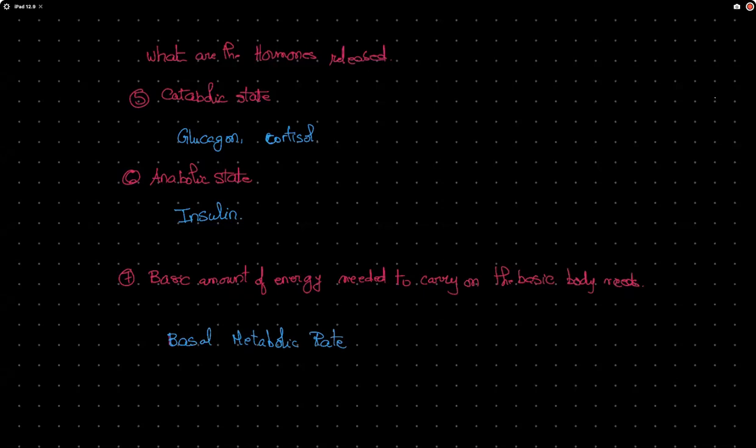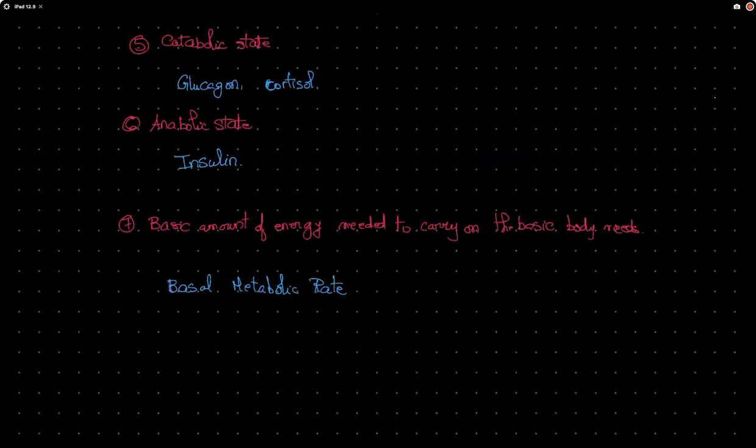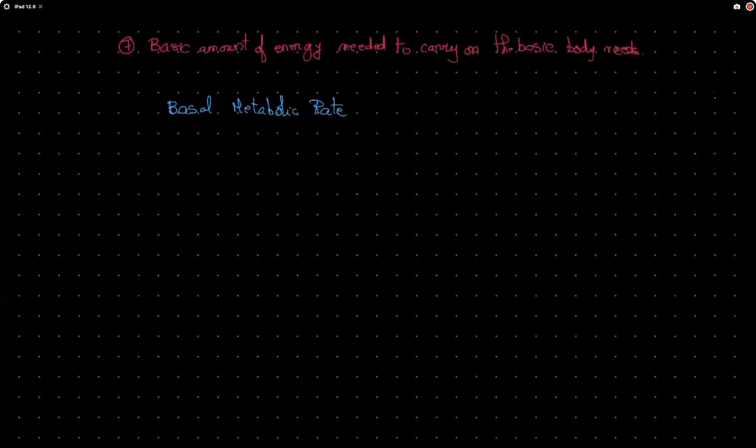This is going to be my, again, basal metabolic rate. This is the basic amount of energy that you are going to be in need of just to carry on the very basic tasks to maintain life. So, if we're looking here at the Krebs cycle and the glycolysis, please complete the following diagram on here.